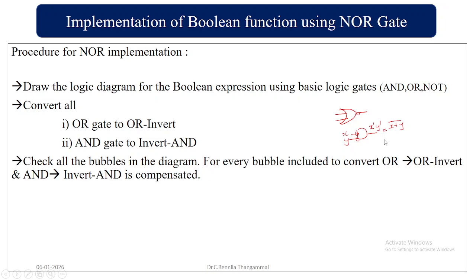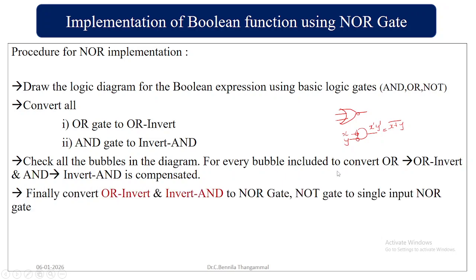So check all the bubbles. While I am introducing bubbles, I should compensate the bubbles on the other end, so that the value of the expression will not be changed. Finally, convert all the OR invert and invert AND to NOR gates. Again, a NOT gate becomes a single input NOR gate.